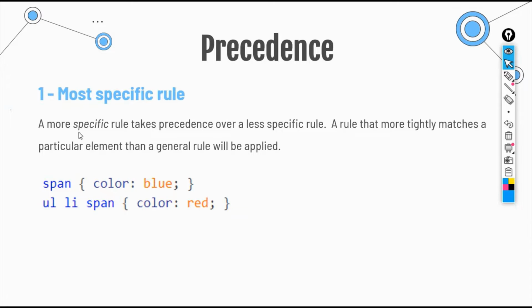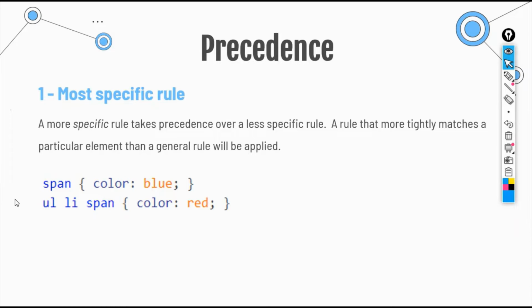First is the most specific rule. A more specific rule takes precedence over a less specific rule. A rule that more tightly matches a particular element than a general rule will be applied.